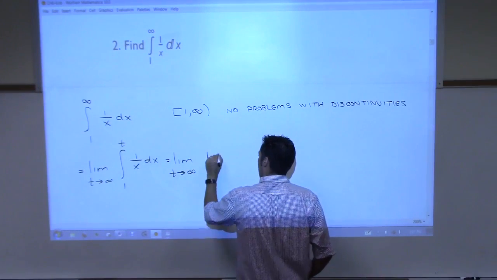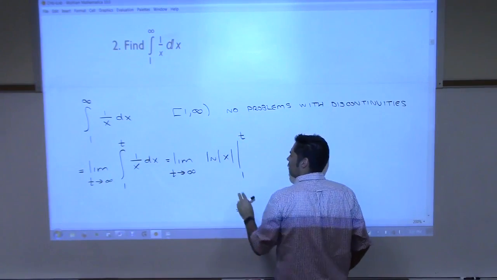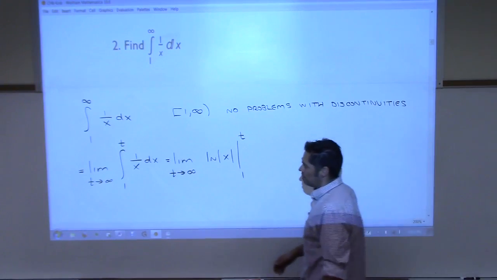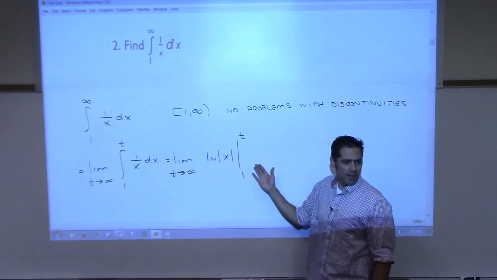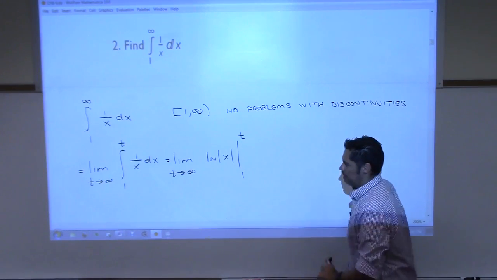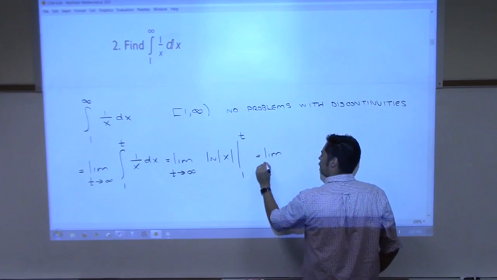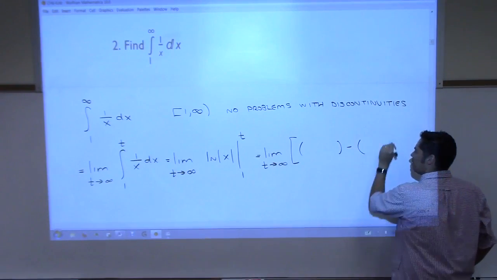Antiderivative is ln, absolute value x, evaluated 1 to t. I don't need the absolute value. And the reason I don't need it is because look at the values we're plugging in. They're all positive, right? So but I'm going to leave it there. It's not going to hurt us to have it. So now limit one more time. And then bracket, 2 sets of parentheses.